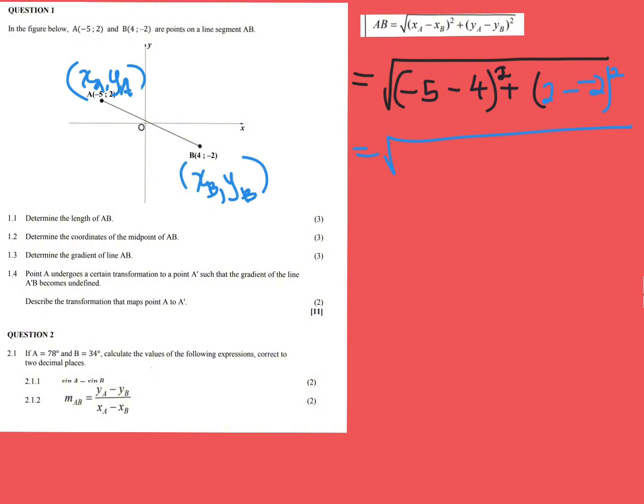It's going to be the square root of negative 9 squared plus 4 squared, and then this is going to be 9 squared, we know is 81, plus 4 squared is 16. If you add this, you get 97. You can leave it here as the square root of 97, or you can get your calculator and put the answer in decimal form.